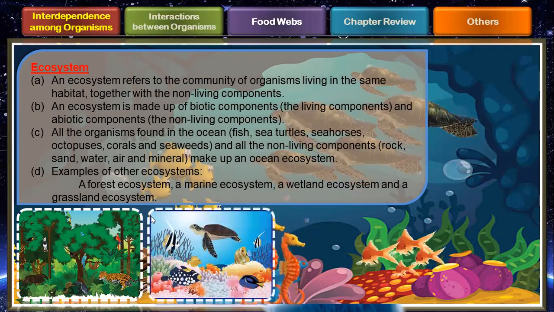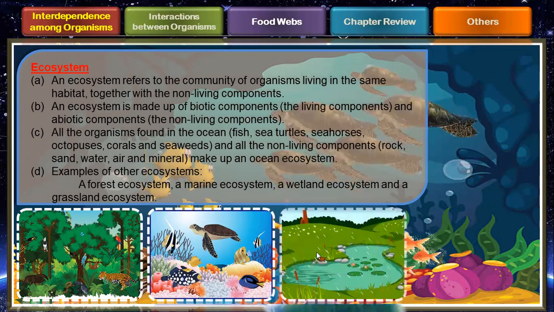Of course, marine ecosystem is the ocean. So we have the sea turtle, so many colorful fish, different kinds of fishes, and also the corals, and some other things. Here we also have this wetland ecosystem, the pond. We have the turtle, the frogs, the water lilies. So they make up the wetland ecosystem.